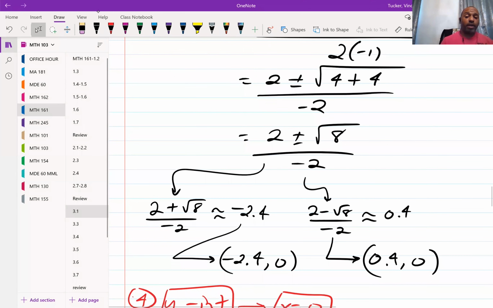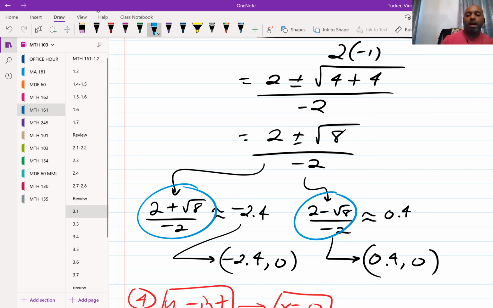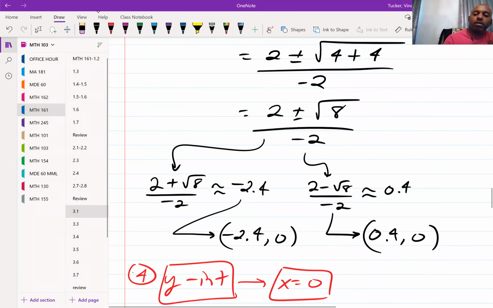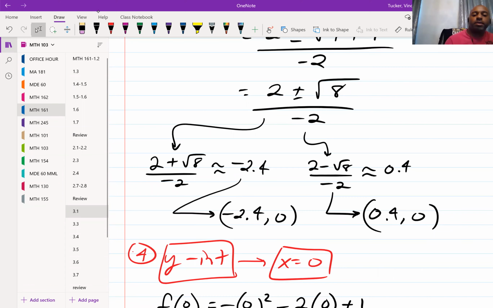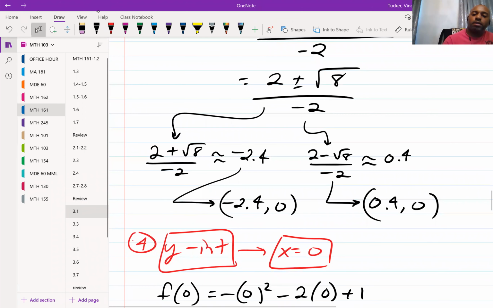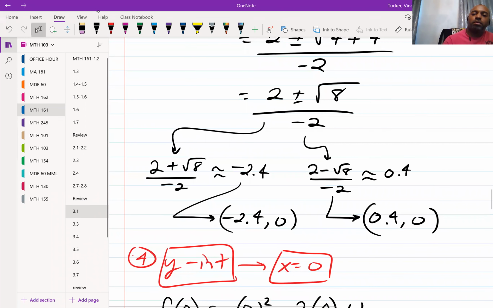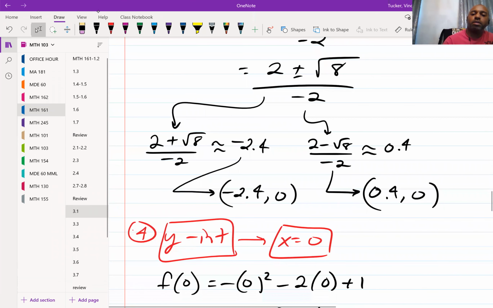I just needed the decimal values because remember, I'm going to graph this. So I went ahead and converted them to decimals. 2 plus square root of 8 over -2, and 2 minus square root of 8 over -2, gave me those values, -2.4 and +0.4. Those are my ordered pairs for my x-intercepts. All right. Let me know if I scroll up too fast and everybody's copying.